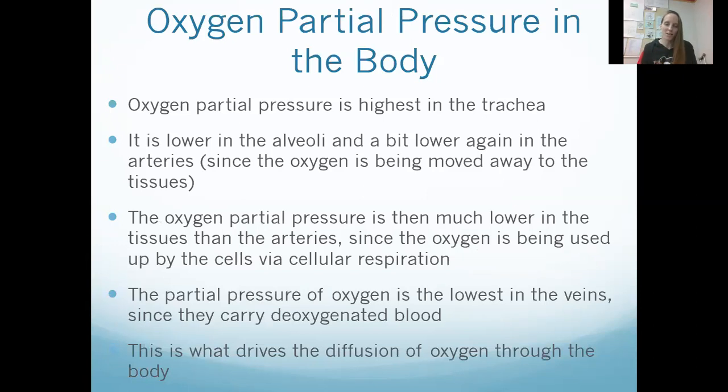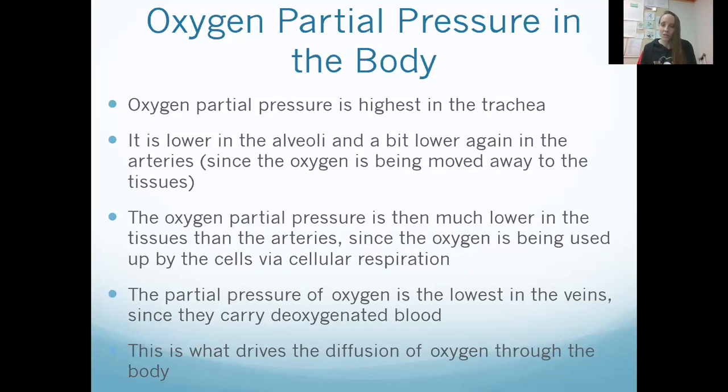So with oxygen partial pressure, it's highest in the atmosphere. It drops down a bit as we get into the trachea, then it's much lower as we move into the arteries and then the tissues. Your oxygen partial pressure will always be super low in the tissues because oxygen is constantly being used up through the process of cellular respiration. So it just doesn't have a chance to build up in the tissues.